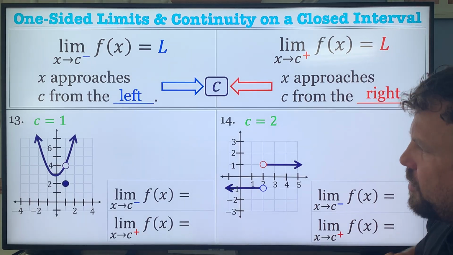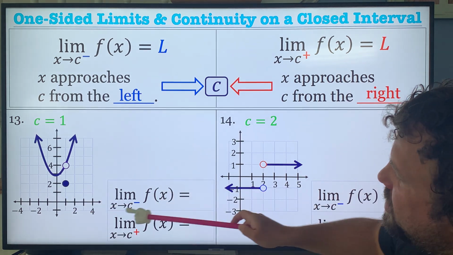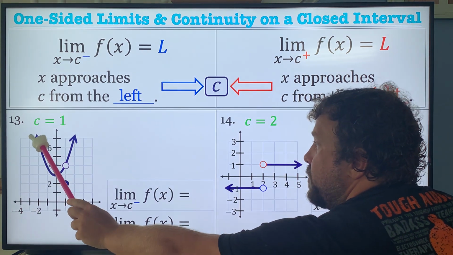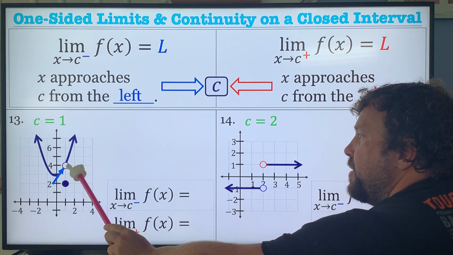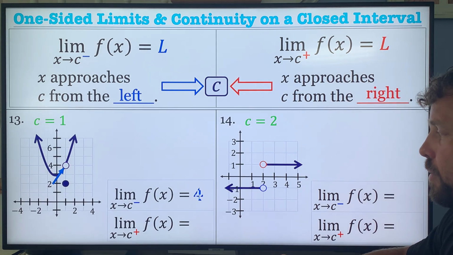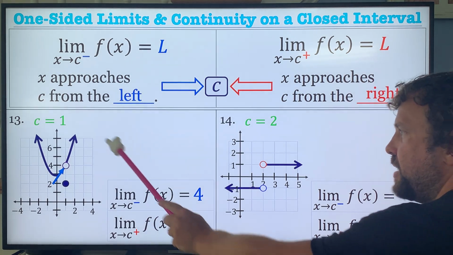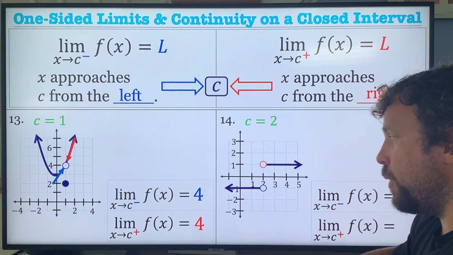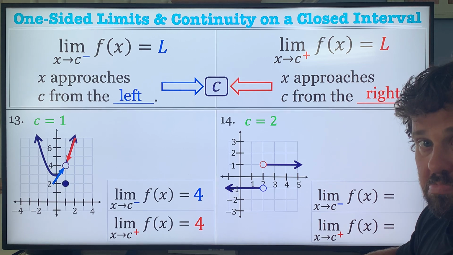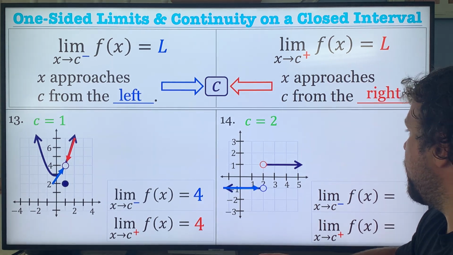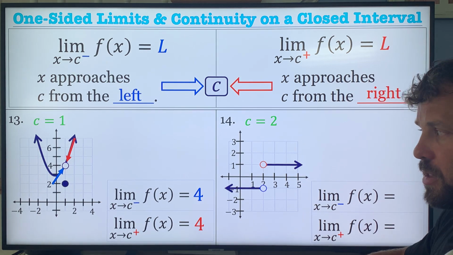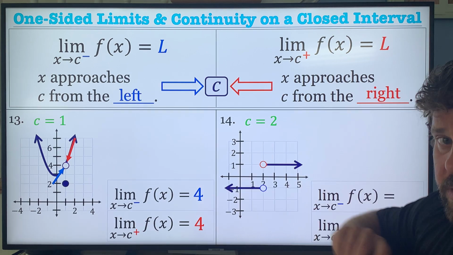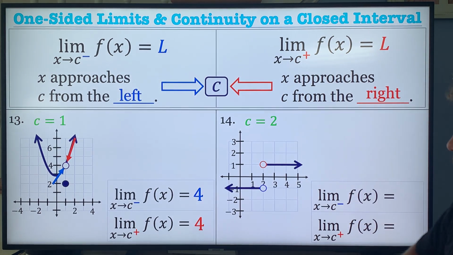All right, so when c equals 1, c equals 1 is right here. What is the limit from the negative side? The negative side is from the left, so you're going to move down here, and right before you get here, the limit is 4. From the positive side, you move down, 4. What's the actual limit? 4, right? What would be f of c? Really quick, bonus point. f of 1 would be 2. Is that continuous? Nope.